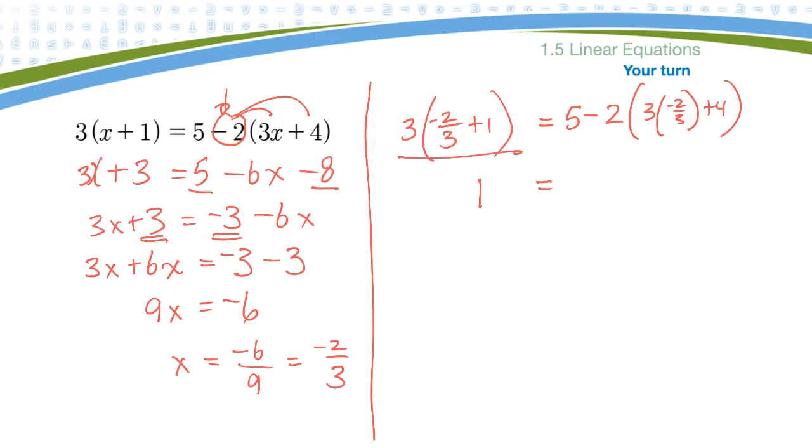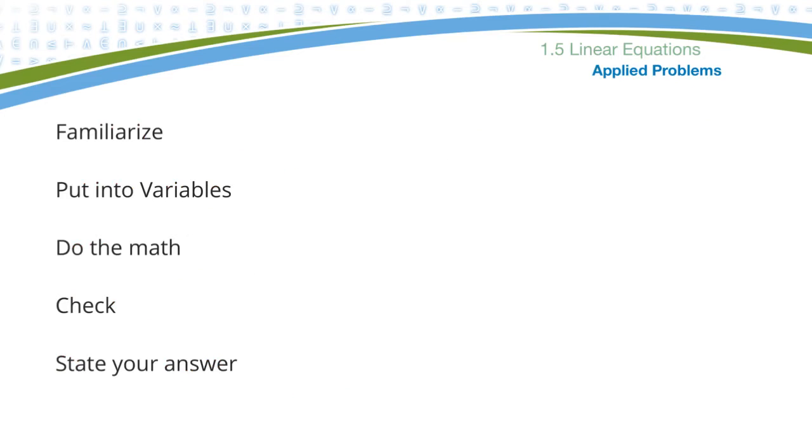Hope it comes out to 1. That'd be negative 2. That'd be 2. 2 times 2 is 4. 5 minus 1. Yeah, it comes out to 1. So therefore, negative 2/3 is our answer. Okay, now let's do some worded problems.